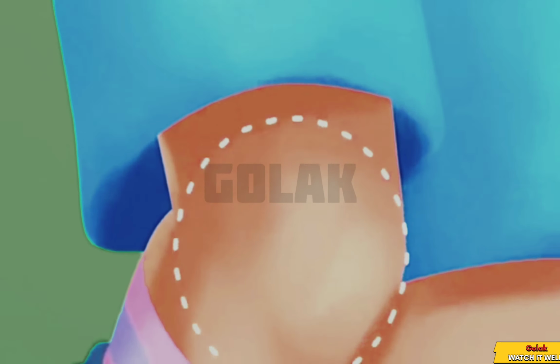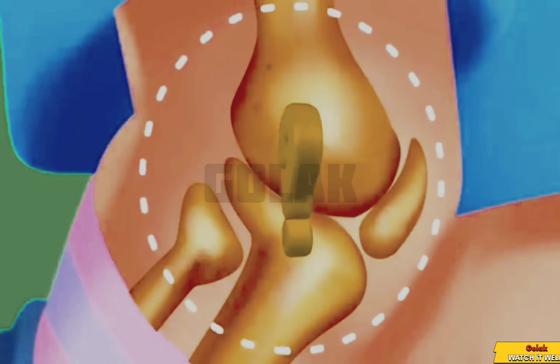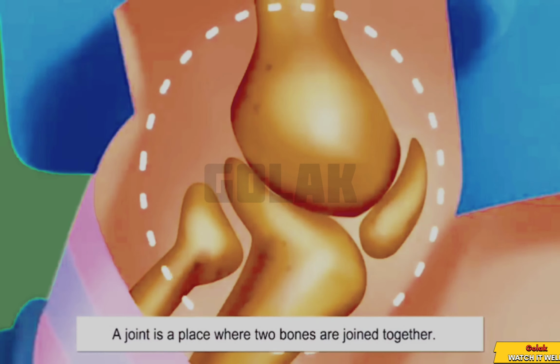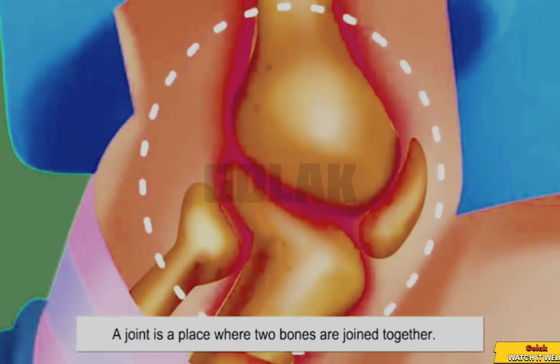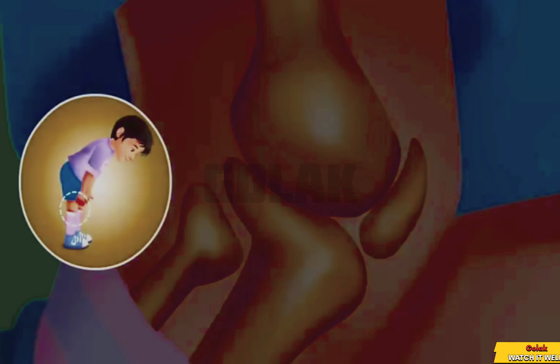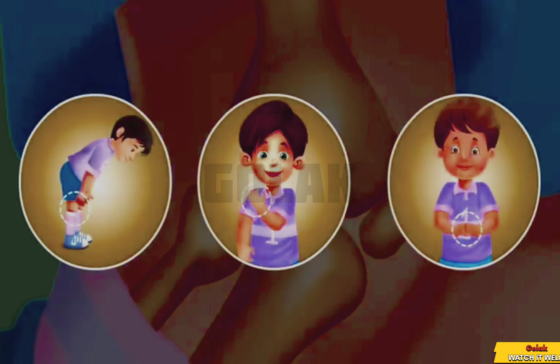Such flexibility in our body is due to the presence of joints. Do you know what a joint is? Well, a joint is actually a place where two bones are joined together. Press your hand against your knee, shoulder, or your fingers. You can feel your joints there. Not all joints allow movements.